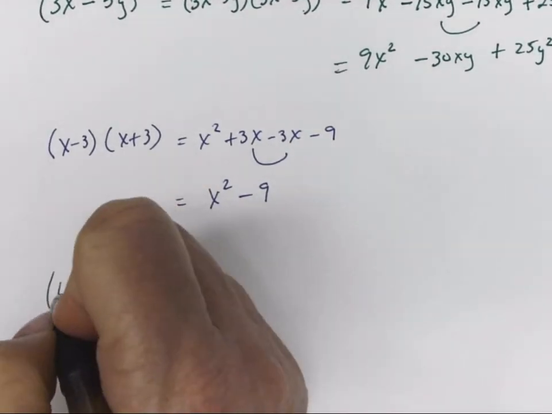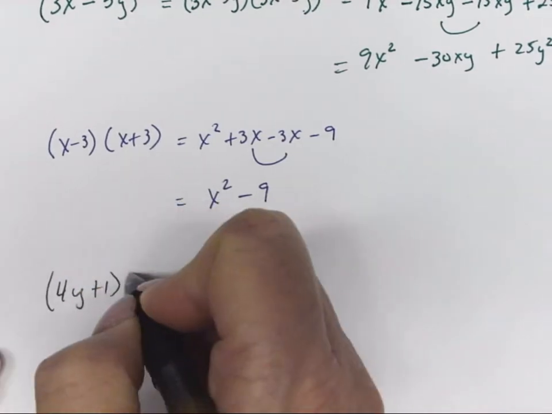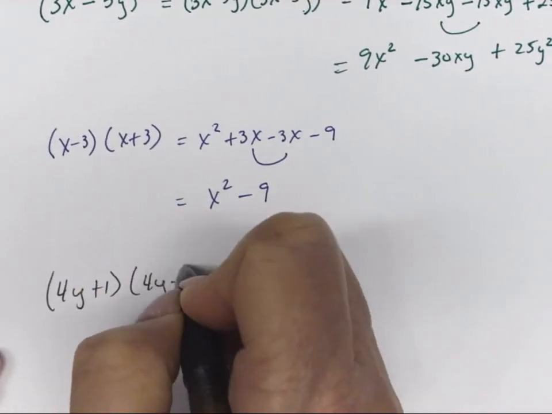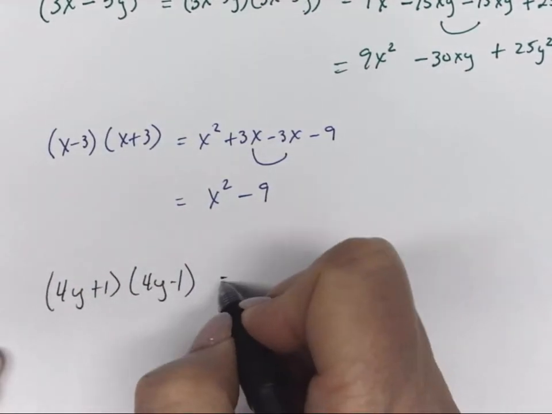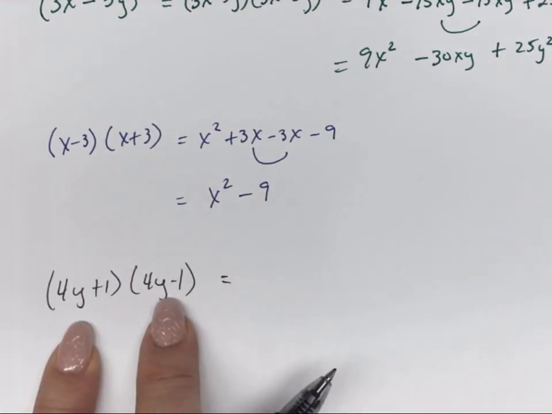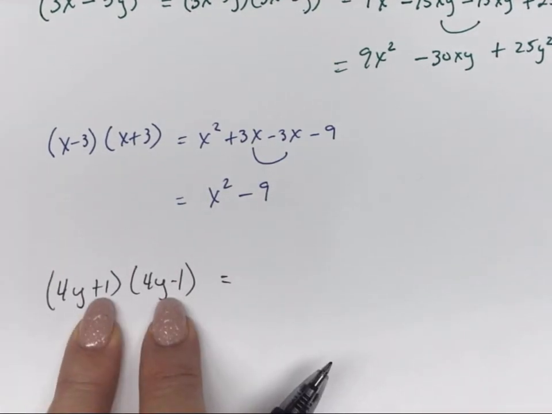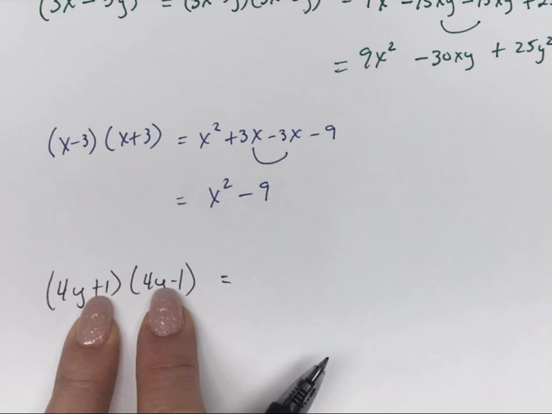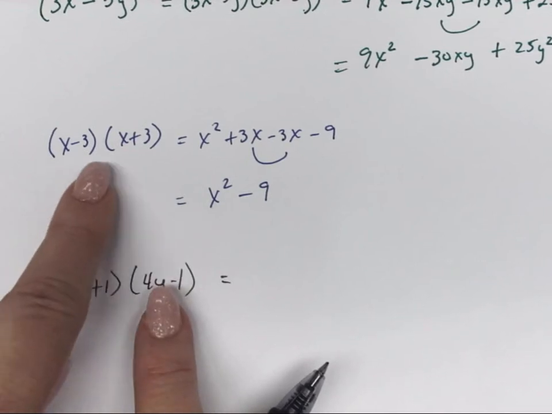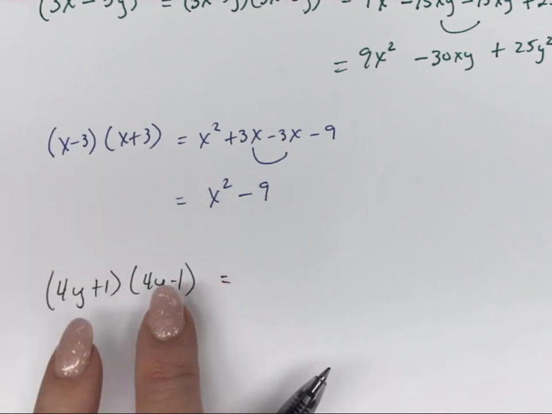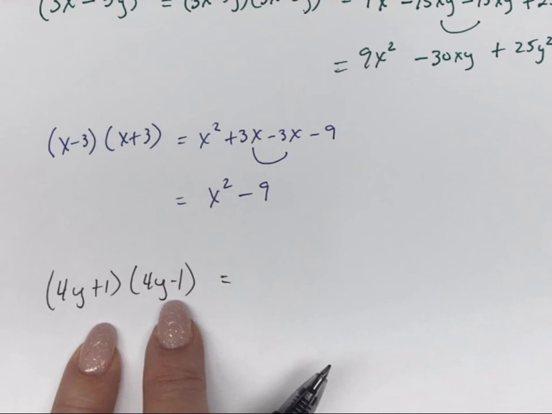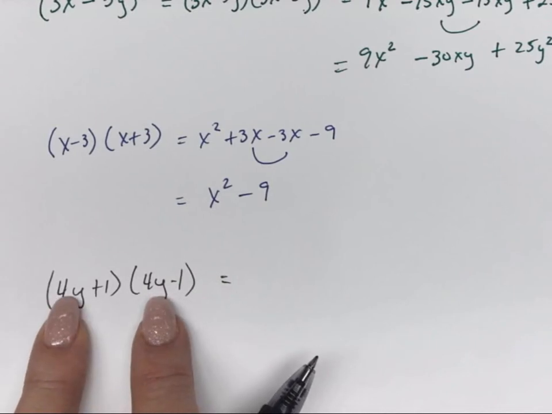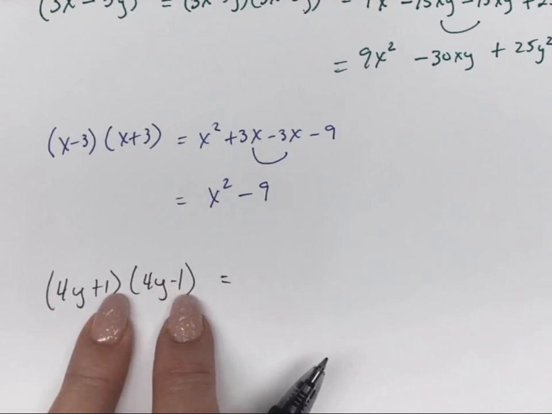If we have 4y plus 1 times 4y minus 1, we can see they're exactly the same except for a positive and a negative in the parentheses, and it doesn't matter if the negative comes first or second, it's still a positive and a negative. So we should end up with this term squared minus that term squared.